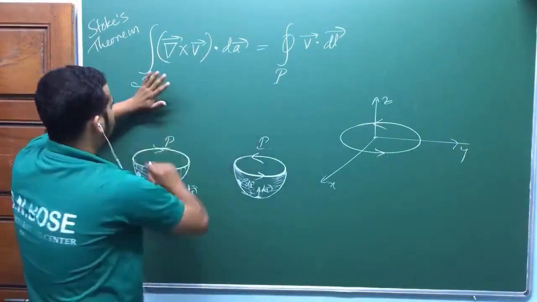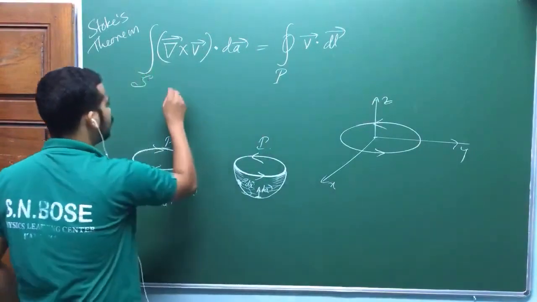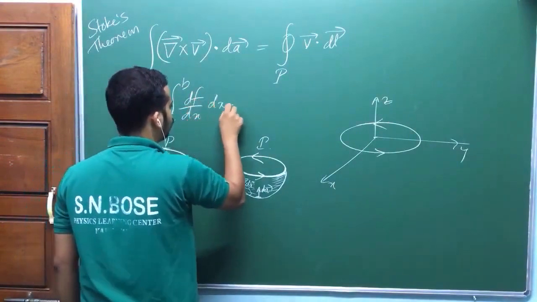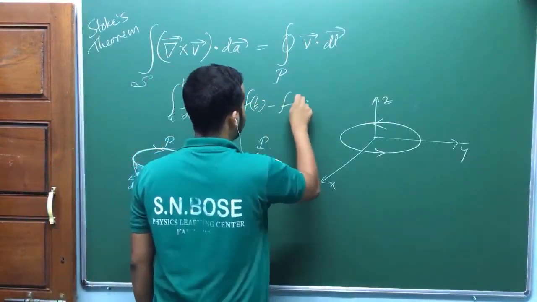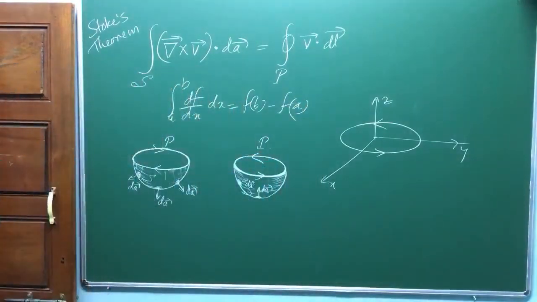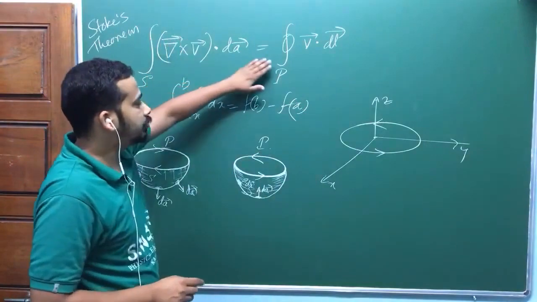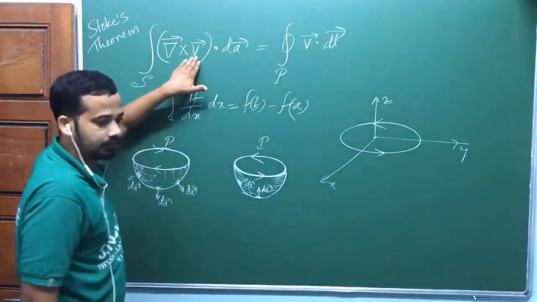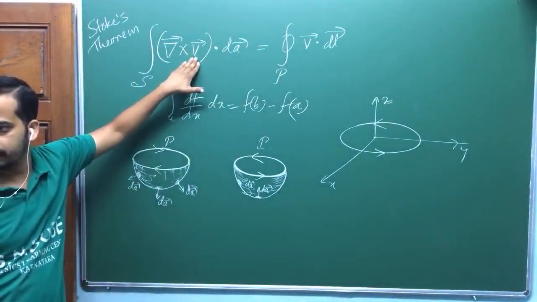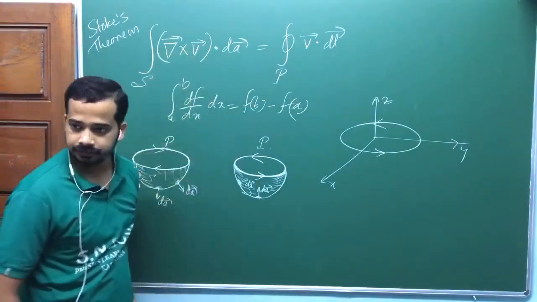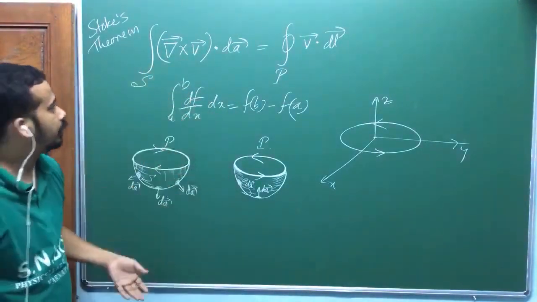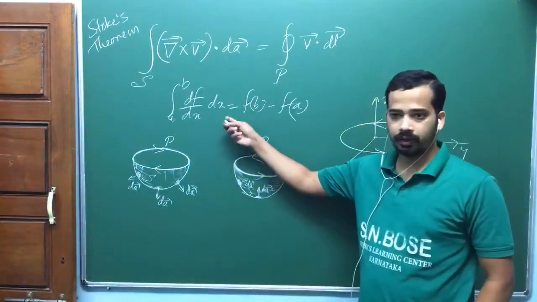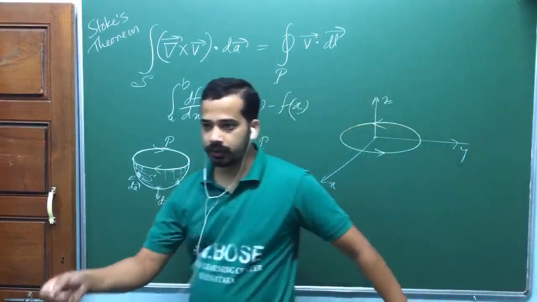Now this is very similar to, look at here, integral from a to b of df by dx into dx is equal to f at b minus f at a. So the integral of some derivative is given by the value of the function at the end points. Here that function is a vector field. I hope you can find the similarity between Gauss theorem, Stokes theorem, the fundamental theorem of gradient, and our single variable calculus theorem.